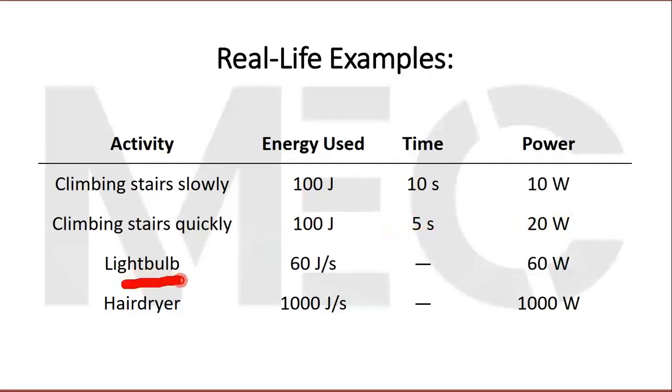A light bulb that is on, for example, can use 60 watts of energy, 60 joule per second. So its power is 60 watts. A hair dryer, for example, uses much more energy, which is 1000 joule per second or 1000 watts.